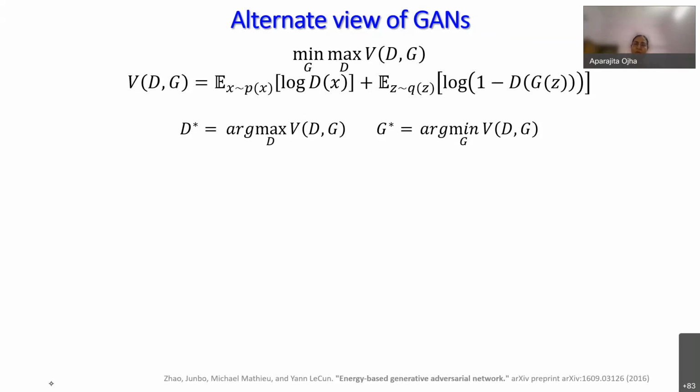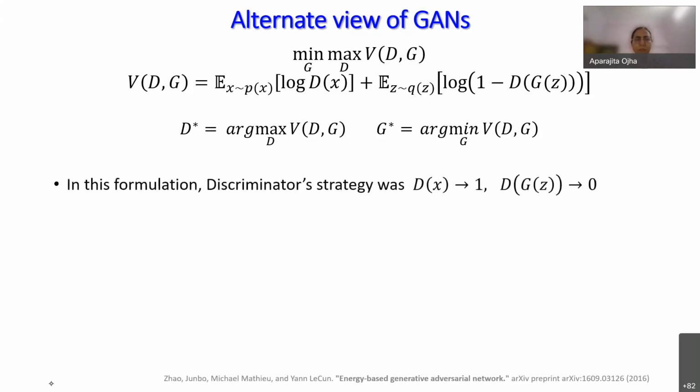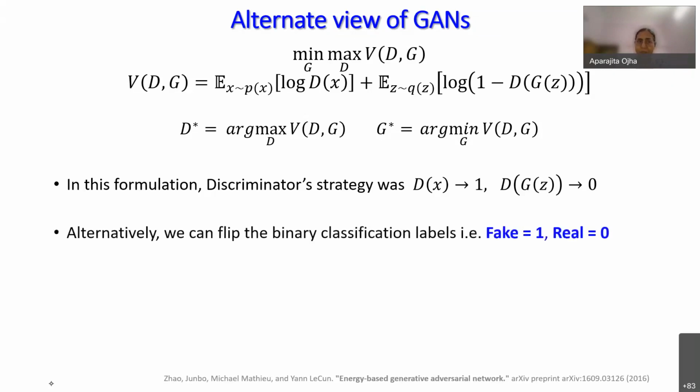Similarly, G is looking for minimizing this, right? So argmin G. So in this formulation, what is happening? The discriminator's strategy is that for any real sample x, it is trying to make D(x) tend to 1. That is, the probability that x is real is made very close to 1. And in case of fake samples, its strategy is to make D(G(z)) tend to 0. That is the discriminator's strategy.